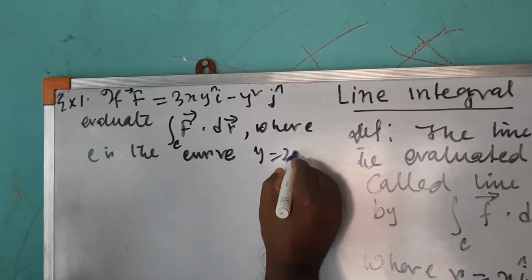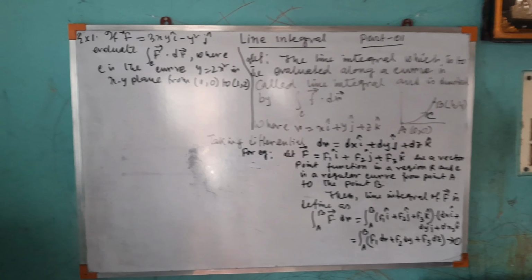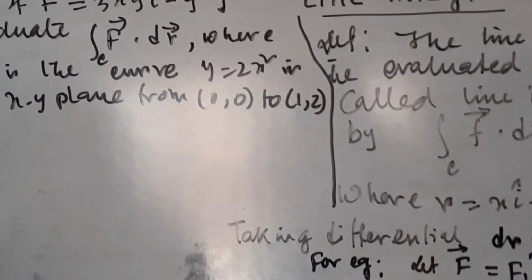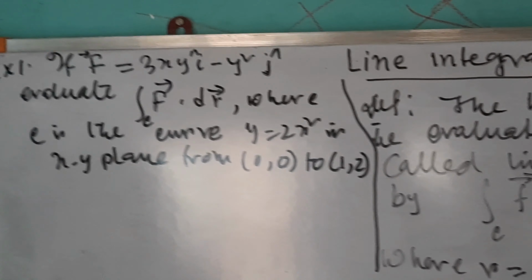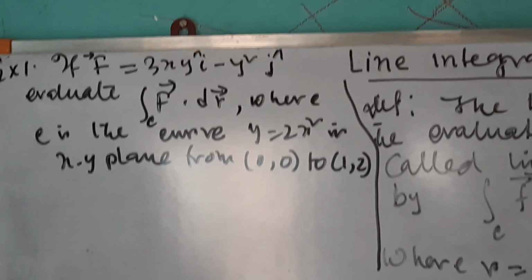Okay, this sum. Very important sum. F is given. Evaluate the line integral of F dot dr, and C is the curve y equals 2x squared. This is a parabola in the xy plane from (0, 0) to (1, 2). So what is the solution?